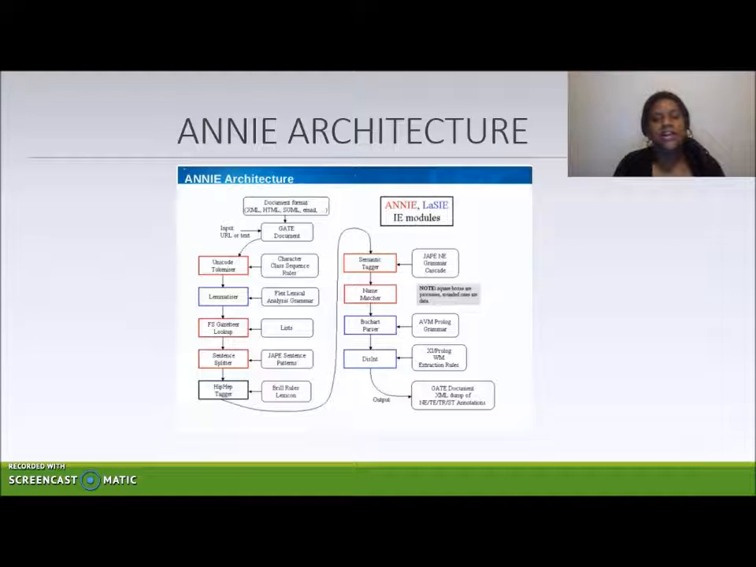Here we'll see the Annie architecture, and you see it has the document formats like I mentioned: XML, HTML, SGML, and email. It takes an input, which is a URL or text, into a GATE document, and Unicode tokenizes it. It can also go to the morphological analyser, the gazetteer lookup, the sentence splitter, and the part-of-speech tagger. Then from the tagger, you can go to the semantic tagger, the name matcher, and the parser, and the output will be a GATE document, an XML dump of the annotations.